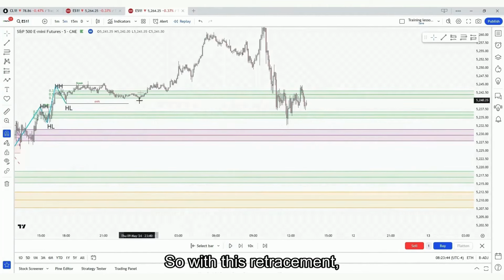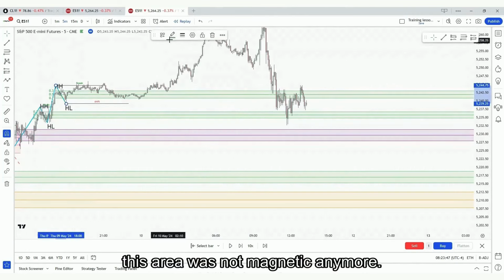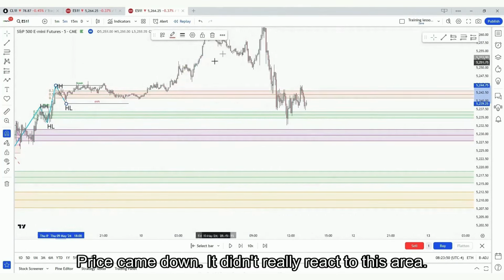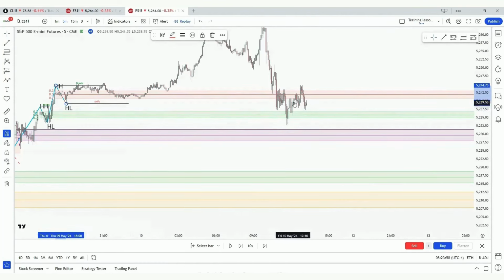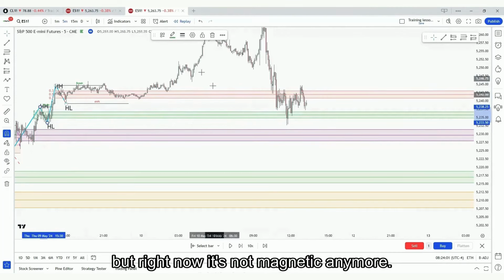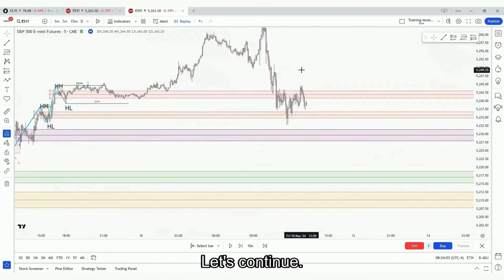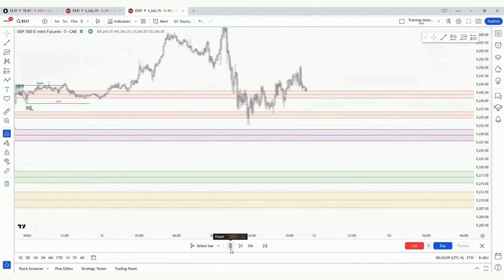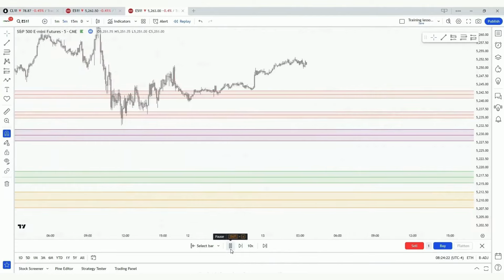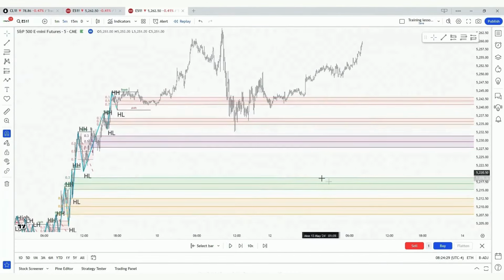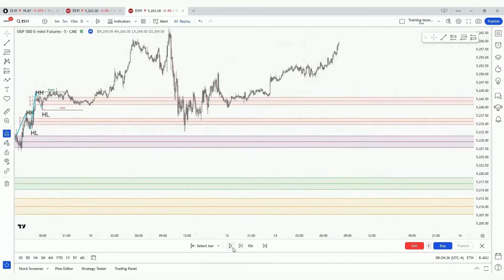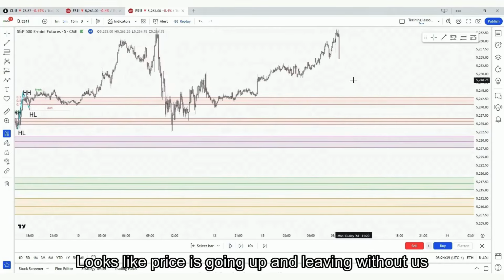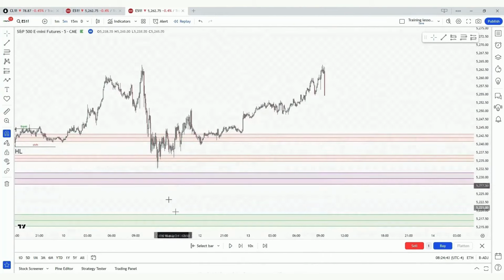So with this retracement, this area was not magnetic anymore. Price came down. It didn't really react to this area. It came down to the next magnetic area, this one over here, and we see a reaction. But right now it's not magnetic anymore. Let's continue. So we still have this area. This is already a few days later. Looks like price is going up and leaving without us, without filling these areas.